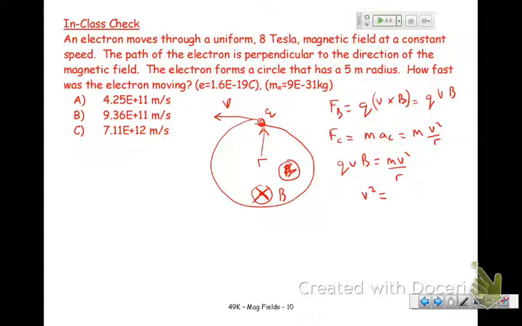So v squared was equal to QVBR over m. So v squared is equal to 1 times 1.6 times 10 to the minus 19 times v. What was my v? Hold on, I forgot to cancel something out. Oh yeah, v gets cancelled out with v. Sorry. So then my B is 8, and my R is 5 over m. And m is 9 times 10 to the minus 31.